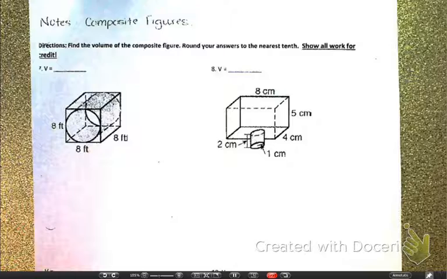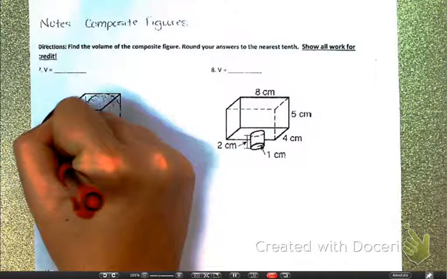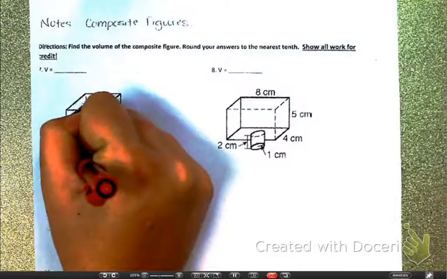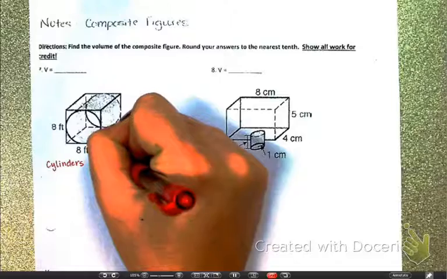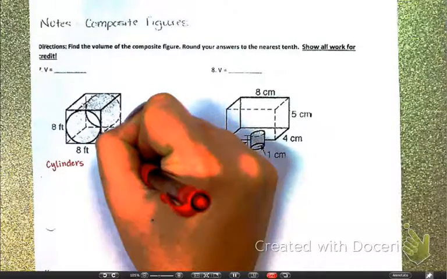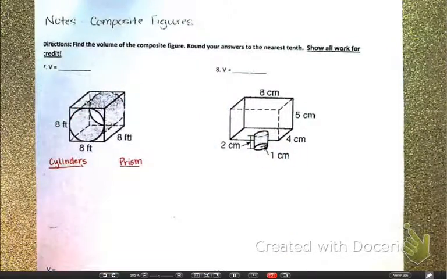So looking at number 1, what do you think you notice about this figure? Oh, okay, so you see a cylinder. So we'll start there. We see a cylinder. And we see a rectangular prism, right? Okay. Everyone agree that they see a cylinder and a rectangular prism? Perfect. So let's start by finding the volume of each.